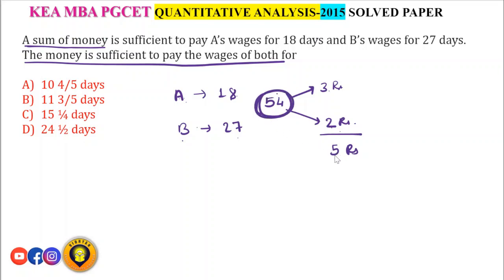So per day, if you are giving 5 rupees, in how many days will this whole amount be exhausted? That means the whole work is completed. So 54 upon 5, if you do, how much do you get? 5 tens are 50 and 4 is the remainder. So 10 4 by 5 days. In 10 4 by 5 days, the money is sufficient to pay for them. That means the work will be completed in 10 4 by 5 days. Option A is the right answer.